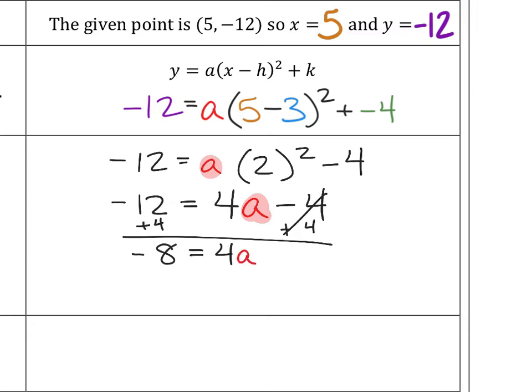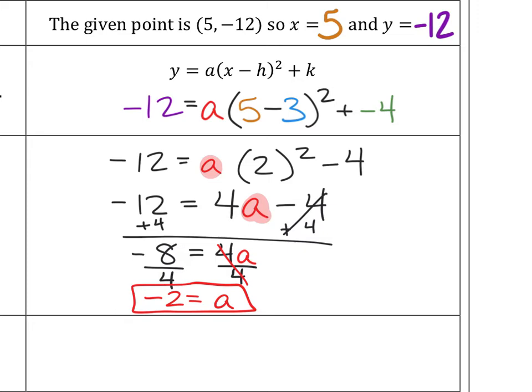How do I get that a by itself? I divide. It is currently multiplied, so to undo it, I would divide. Which means, what's the value of a? This will cancel out to 1. But what's negative 8 divided by 4? Negative 2. Very good. Okay, so now I have a value for a.